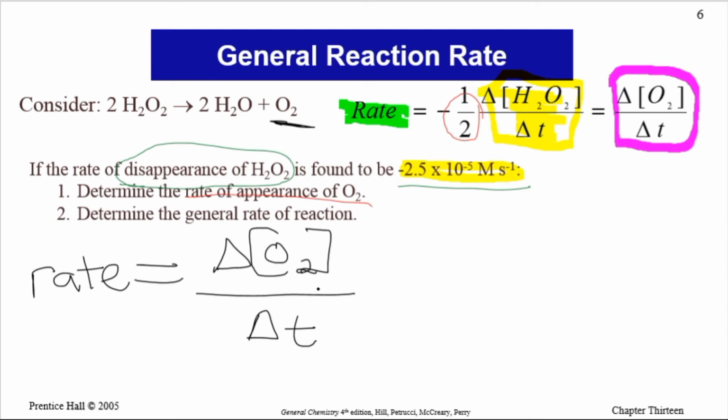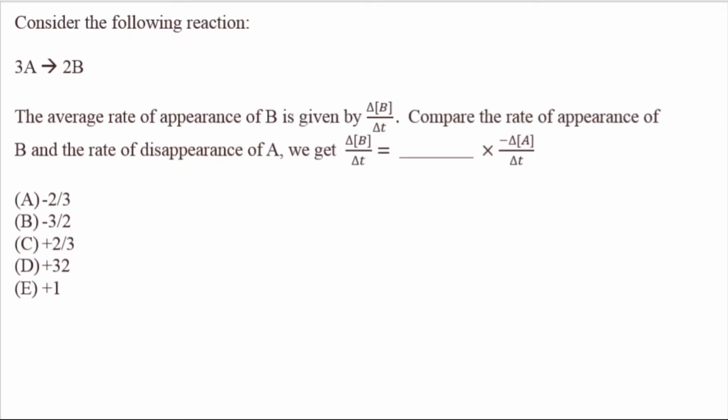All right, let's take this example now. So it says consider the following reaction, and we have 3A yields 2B. So for every 3 molecules of A, we get 2 molecules of B. The average rate of appearance of B is given by this expression, and it says to compare the rate of appearance of B and the rate of appearance of A.